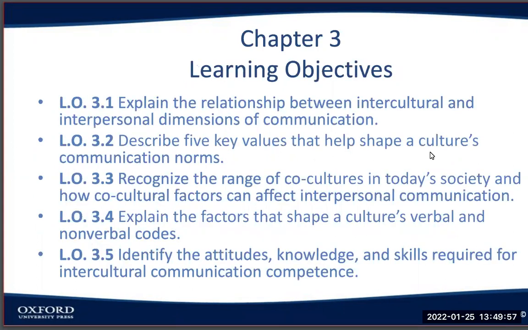These are the learning objectives that we will cover in chapter 3. We will explain the relationship between intercultural and interpersonal dimensions of communication. We will describe 5 key values that help shape a culture's communication norms, recognize the range of co-cultures in today's society and how co-cultures can affect interpersonal communication, explain the factors that shape a culture's verbal and nonverbal codes, and then we will identify the attitudes, knowledge, and skills required for intercultural communication competency.